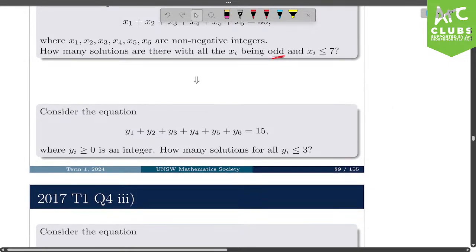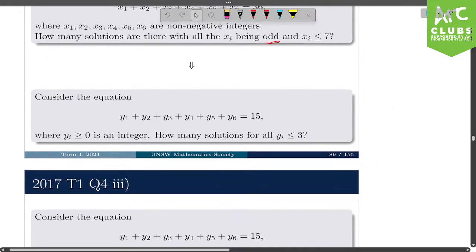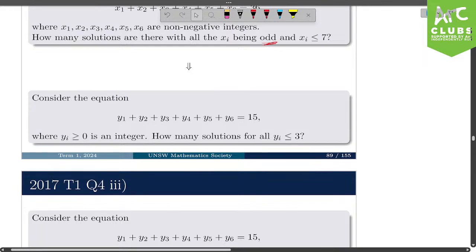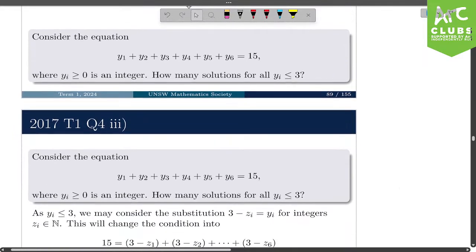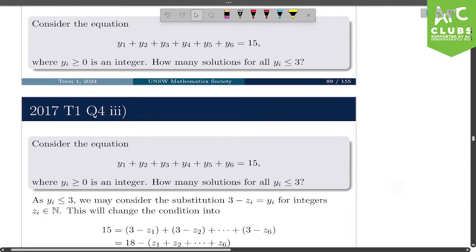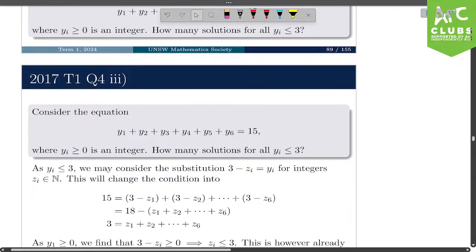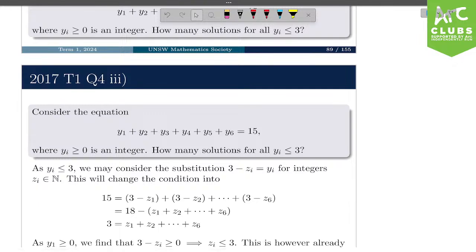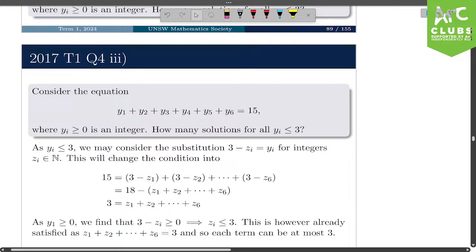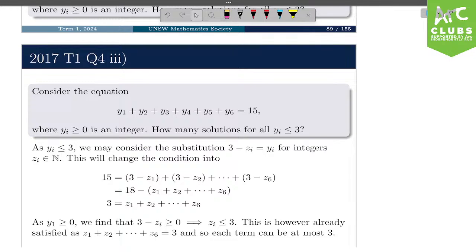You can kind of frame it as a transformation, but I'm pretty sure you're supposed to say it's a substitution. So now consider the equation y1 plus y2 all up to y6 is 15, and how many solutions such that yi is less or equal to 3. Since yi is less or equal to 3, we can consider the substitution where yi is equal to 3 minus zi for non-negative integers zi. So what will this change the condition to?